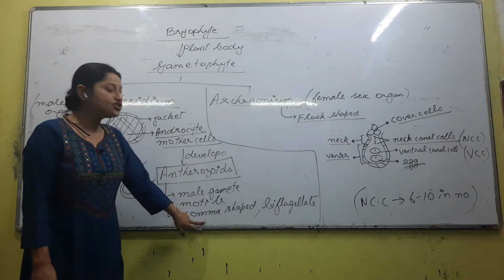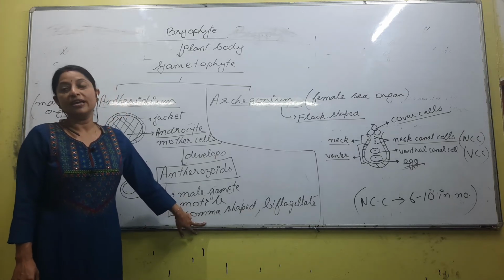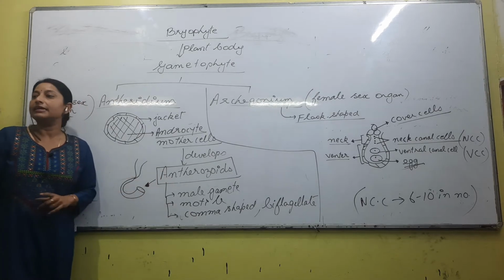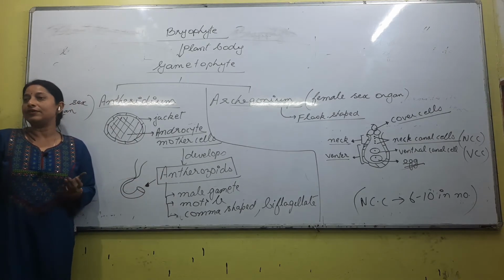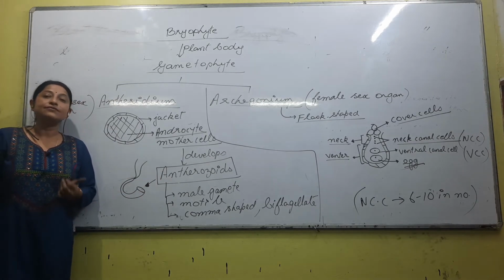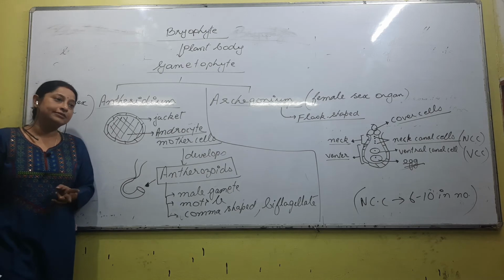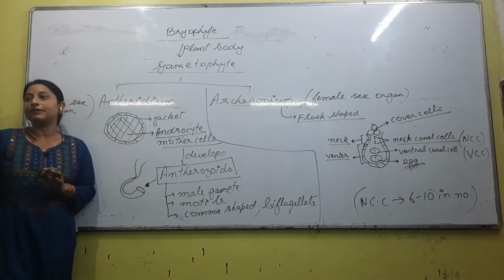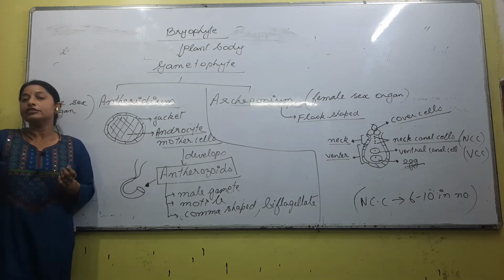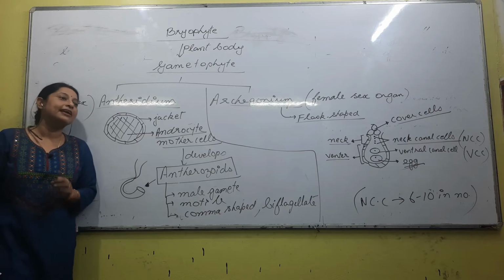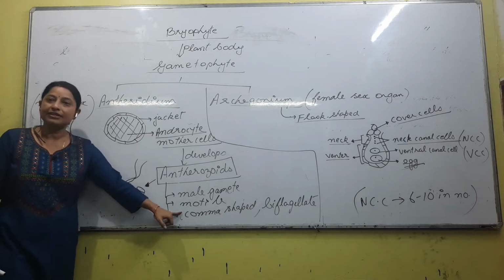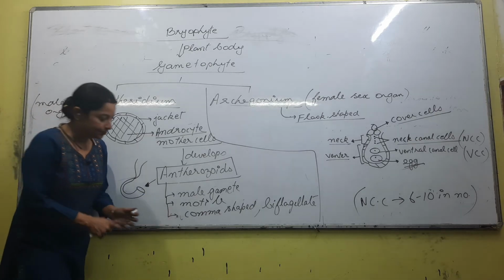Fourth point, the shape. Because after Bryophytes, we will be studying Pteridophytes. As I have already said, we have to make a comparison. In Pteridophytes also, male gametes are present. In Bryophytes also, the male gametes are present, but both the shapes are different. So a question could be: comma shaped male gamete is a characteristic of, spiral shaped male gamete is a characteristic of. So comma shaped is something that you have to underline and remember.